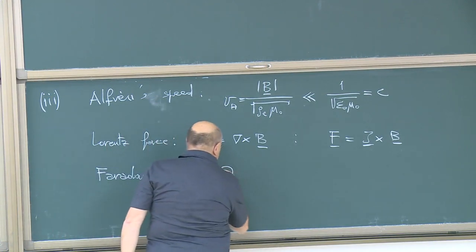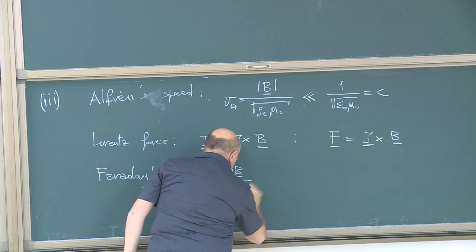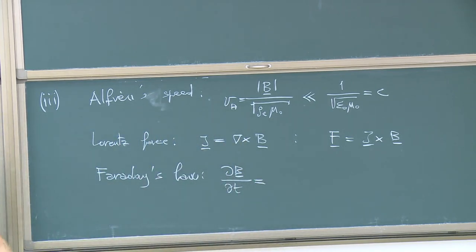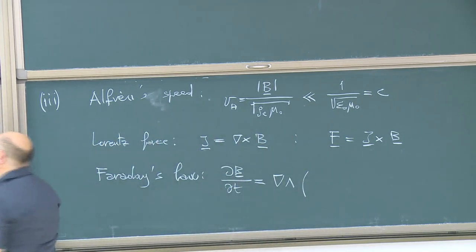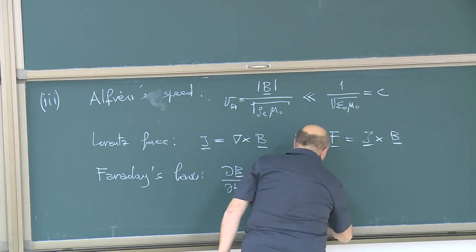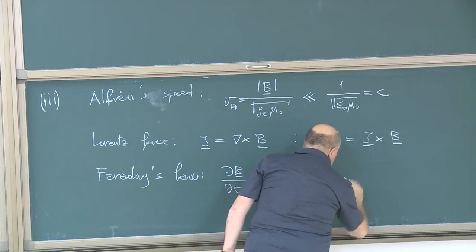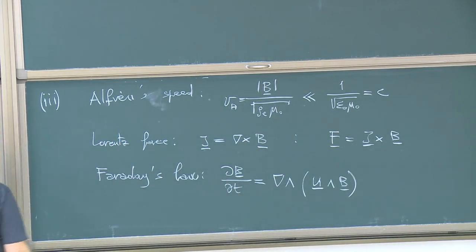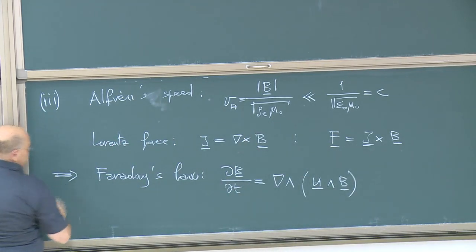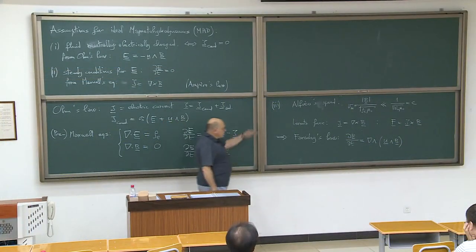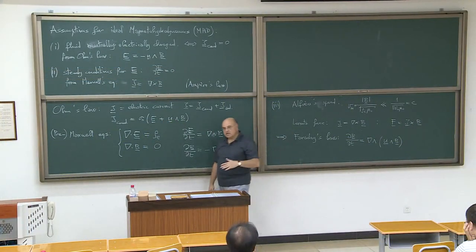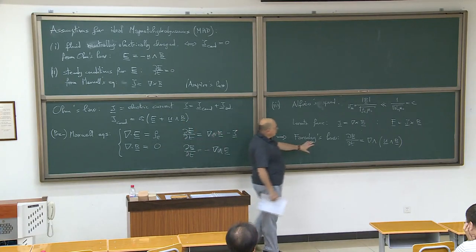And Faraday's law says dB/dt equals... we substitute, we have the curl, first of all, and then the curl works on that term, U cross B. And this is the law I referred to yesterday when we were talking about vortex motion. In deriving the equation of vortex motion at a certain point, you meet this form.